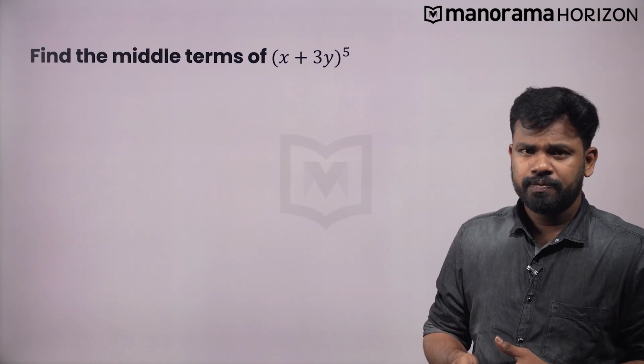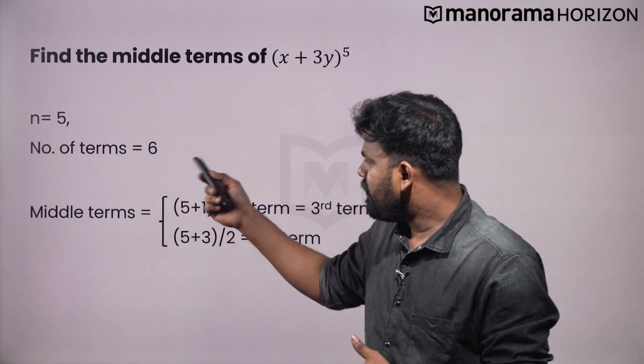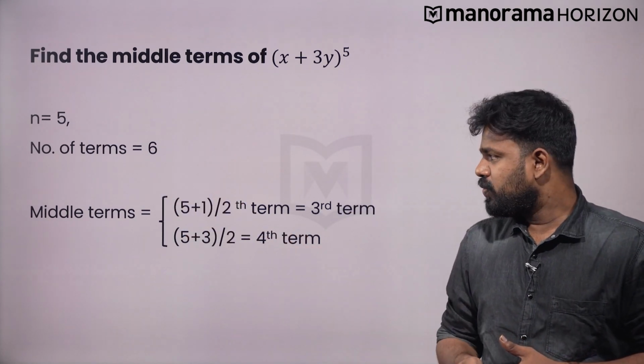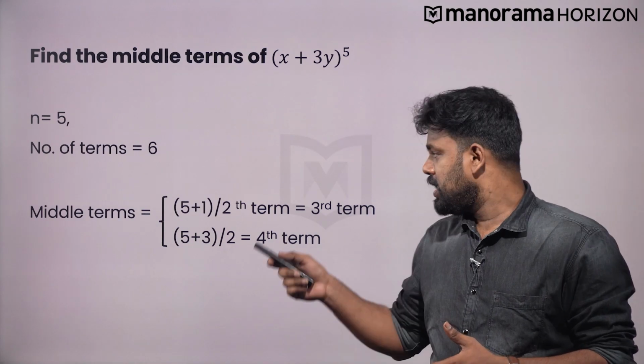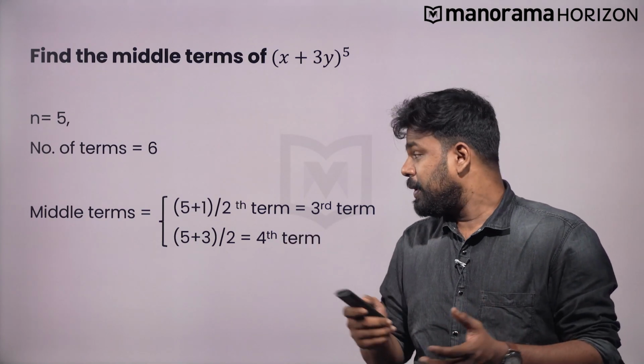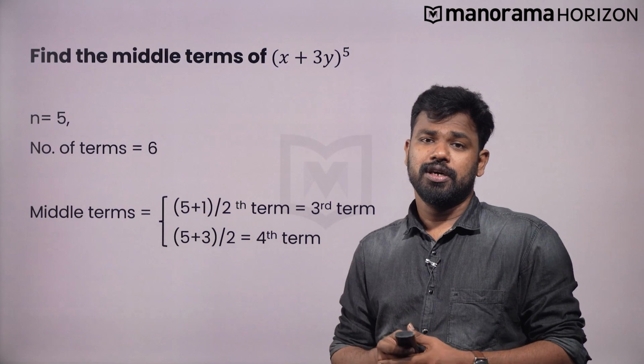Here n is equal to 5. So we have a total of how many terms? We have a total of 6 terms. So the middle terms will be (5 plus 1) by 2th term, that is the third term, and (5 plus 3) by 2th term, that is the fourth term.